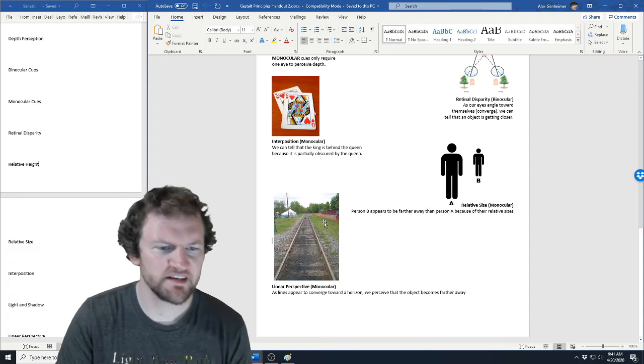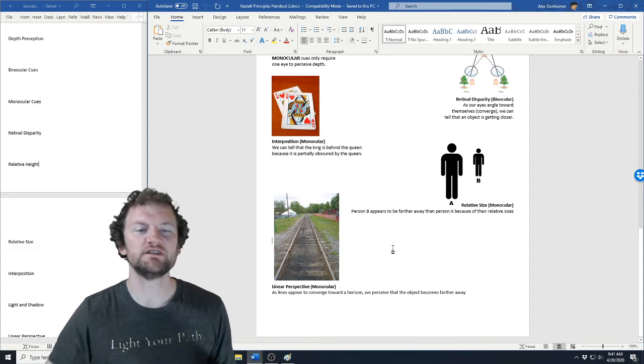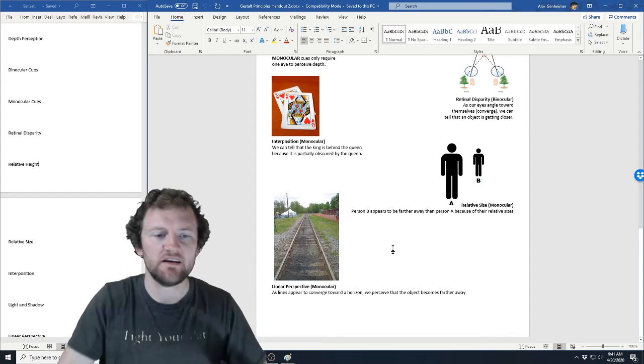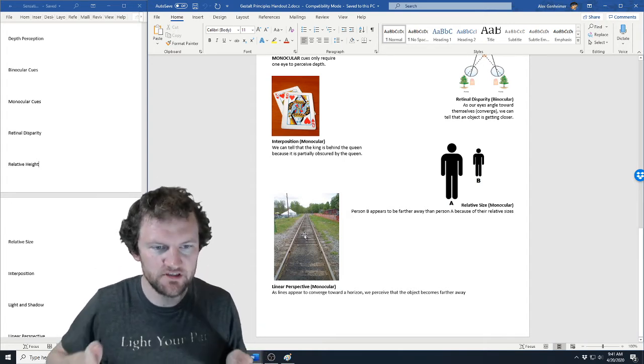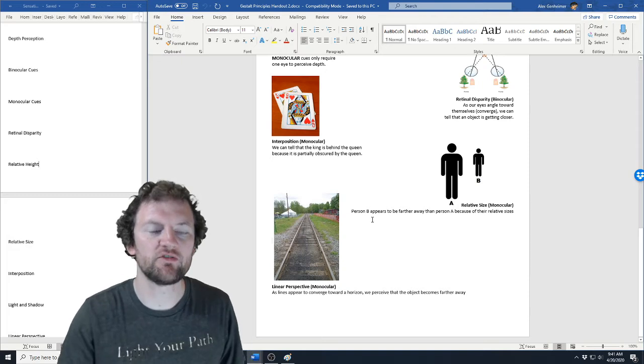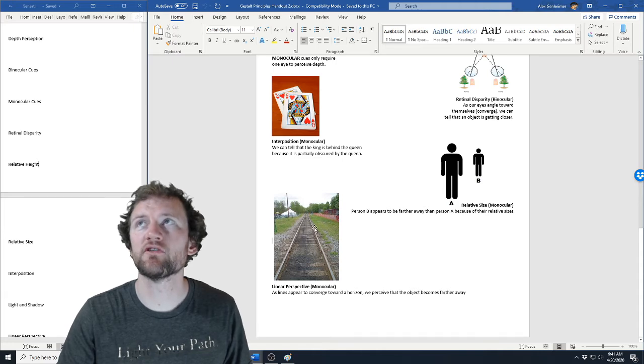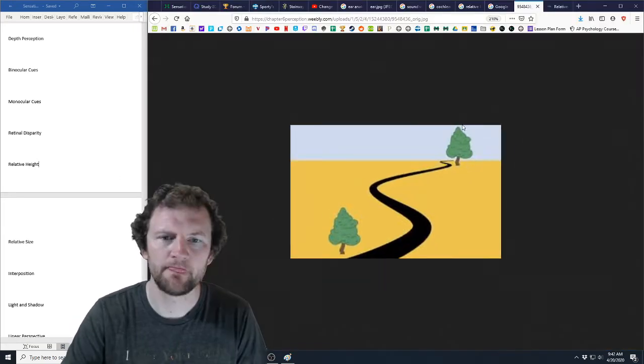Last one on this worksheet is linear perspective, which is when there are 2 lines. When the lines converge and get closer to each other, we perceive that as getting farther away. So this railroad track here, when the lines are farthest away from each other, we perceive that as being close to us, and as the lines get farther away into the distance, they get closer to each other, and we perceive this as being depth.